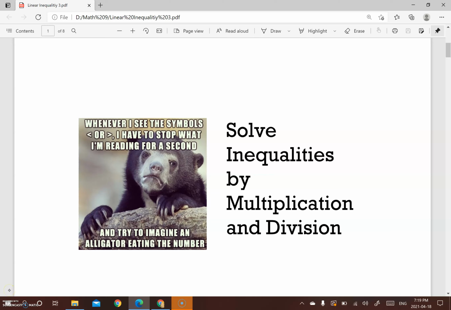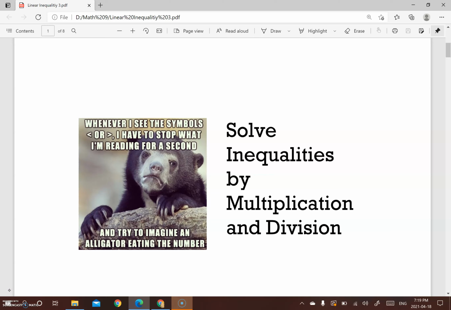We're going to look at solving inequalities by multiplication and division. Let's look to see what happens when we multiply by negatives or positives, and then we're going to see which way that sign will flip. So first off, 12 times negative 3 is negative 36.